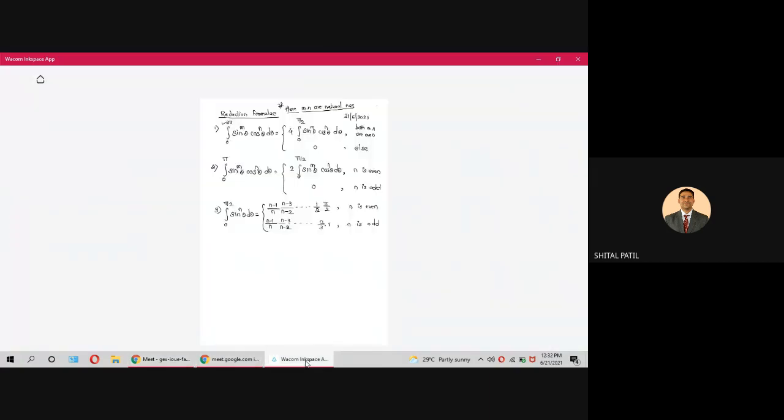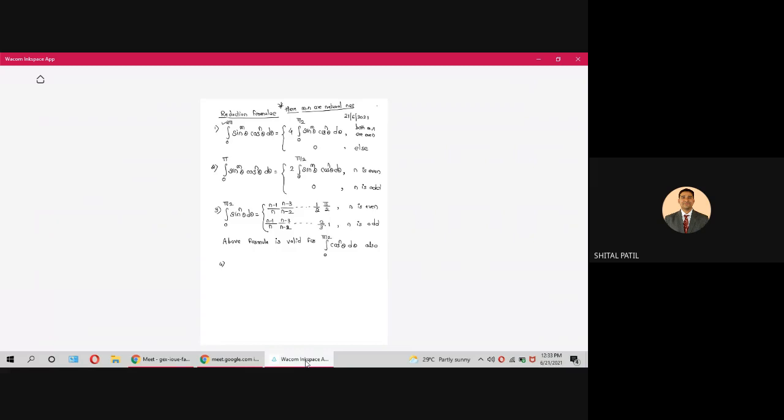Third formula: the above formula is valid for the integral from 0 to pi by 2 of cos raised to n theta d theta also. Formula number 3 is the same for sine as well as cos. Now the last formula, which is more difficult to understand at first moment.